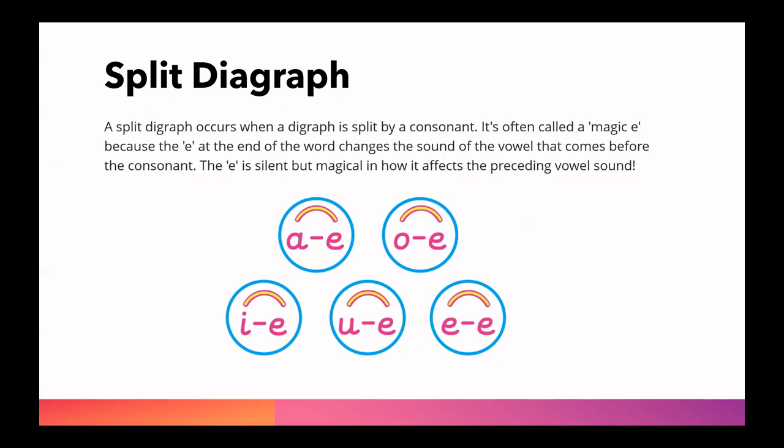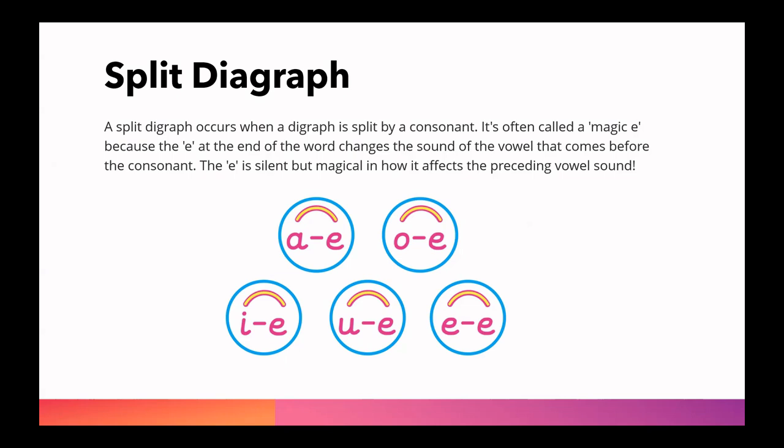Now, there's something we call the magic E. The magic E is basically used for split digraphs, okay? The magic E does not make any sound. For instance, we have the word cake. You have the k, a, k, and definitely you have an E at the end, but you do not go k, a, k, eh. The magic E in this instance, in the split digraph, is usually silent, but you cannot have a split digraph without the E at the end.